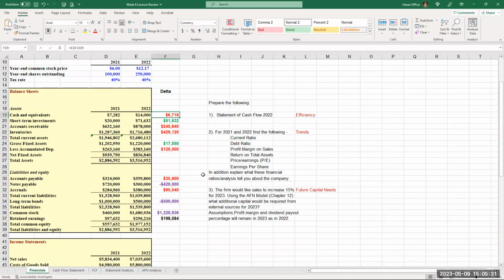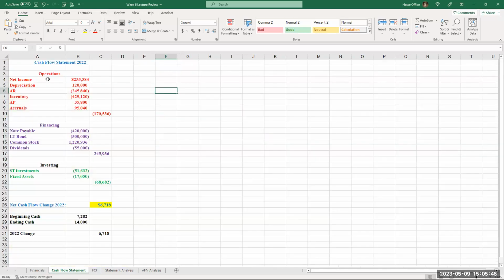Where did this $6,718 come from? How did our cash improve by that amount? That's exactly what the statement of cash flow is. And here's that statement here. It takes the operations of the business, the financing of the business, the investing of the business, and looks at cash coming in, like net income, and cash going out, like an increase in accounts receivable.